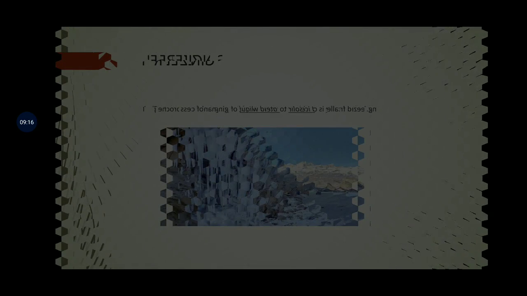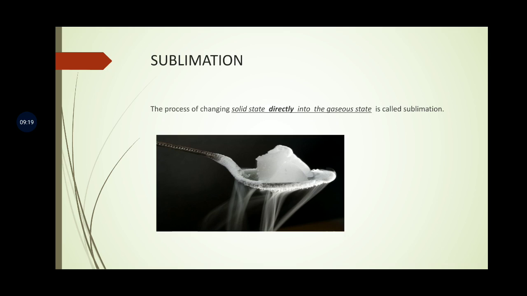Next one is sublimation. The process of changing solid state directly into the gaseous state is called sublimation. There are so many examples. We can take one: naphthalene. Naphthalene is a substance that, when it comes in contact with high temperature, starts changing into the gaseous state directly from the solid state.